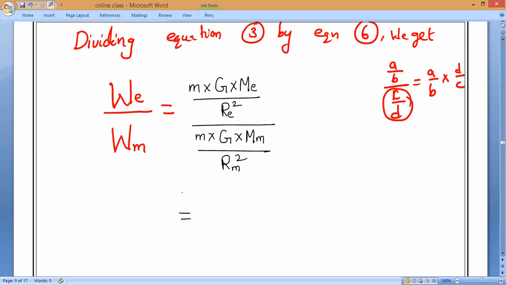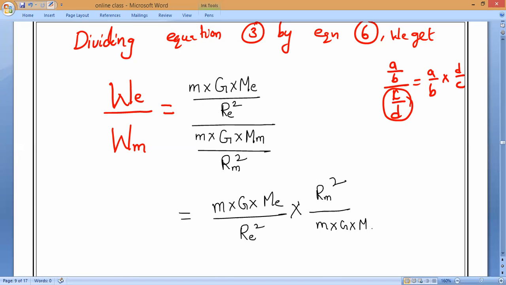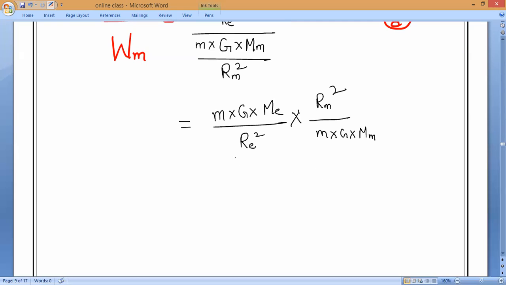So I'll modify the equation. It will be turned into small m into capital G into capital M E divided by R E square, into R M square, radius of moon square, divided by m into G into mass of moon. Now, can you tell me what common things will get cancelled here? Small m will get cancelled. M means mass of the object. Please remember, mass of object.